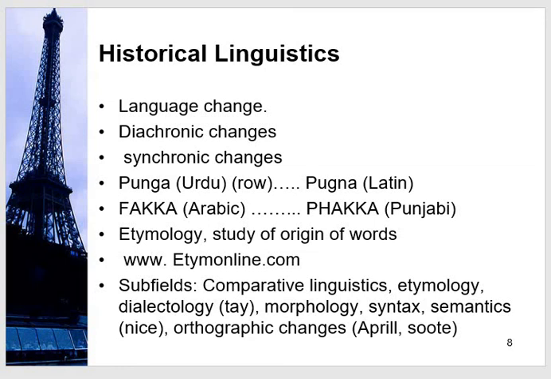Orthographic changes, spelling changes. When we find Geoffrey Chaucer's book, Prologue to Canterbury Tales, over there we find the spelling of April as A-P-R-I-L-L. Nowadays its spelling is A-P-R-I-L. We find the word soote, S-O-O-T-E. Nowadays its meaning is sweet.